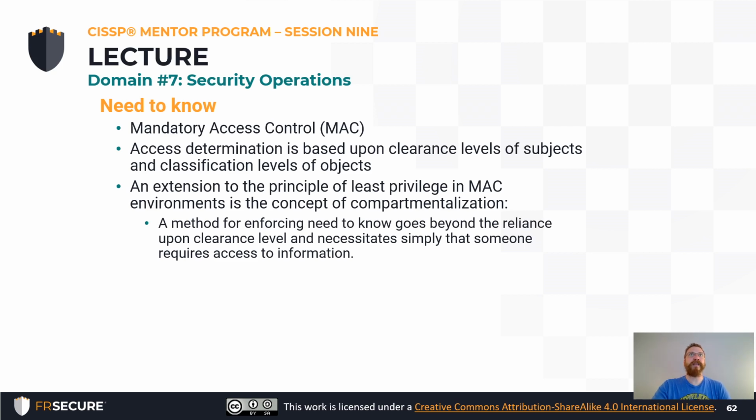Need to know is mandatory access controls. So it's a determination based on the clearance of the subjects and the classifications of the objects. Boy, I'm sure everybody's having a little bit of PTSD going back to discretionary and mandatory, and we'll see what we can do to not have too many bad thoughts here. So this is an extension of least privilege, right? It's the way we are going to enforce need to know beyond just that clearance. I don't need just a clearance to have access. It's that clearance and the classification together.